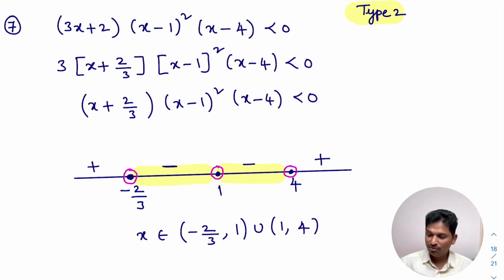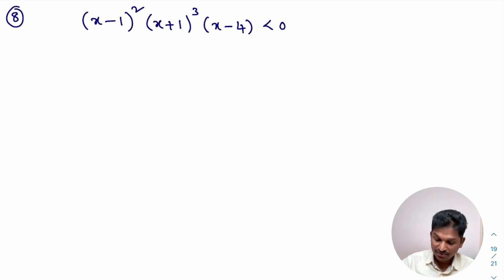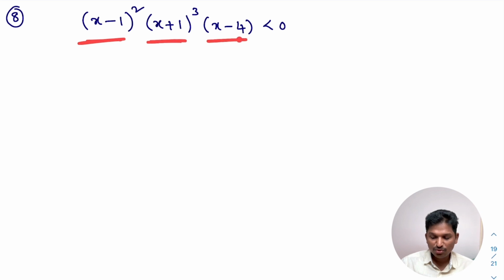Okay, now we will move to the next question. You see here, this is type 2 wavy curve method only. x minus 1 whole square into x plus 1 whole cube into x minus 4 less than 0. We need to find x values which satisfy this inequality.